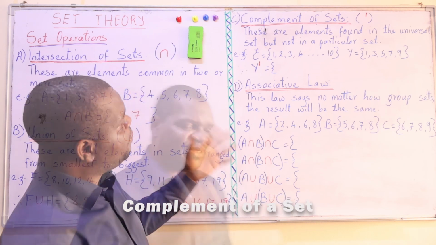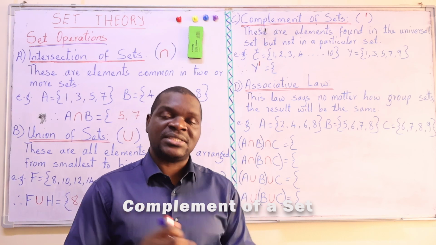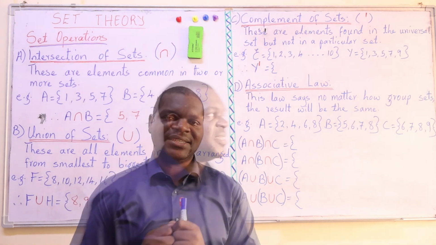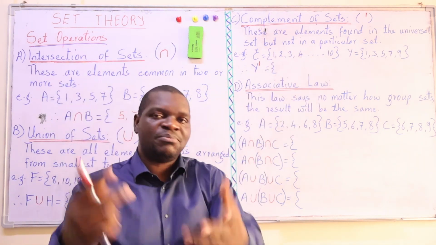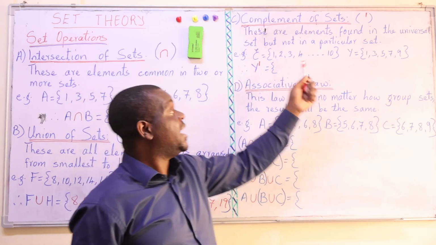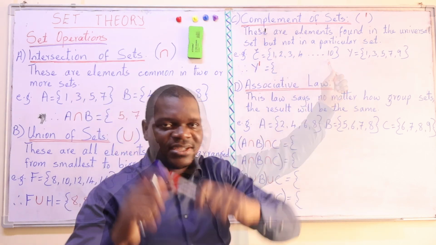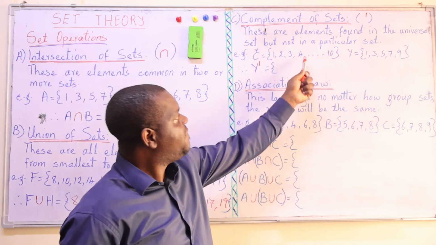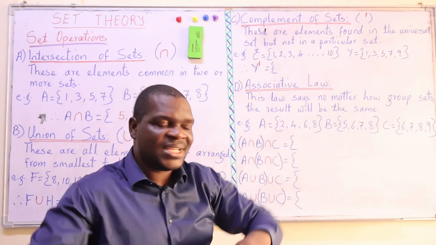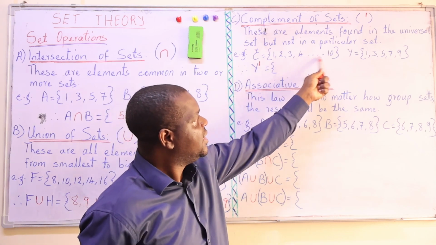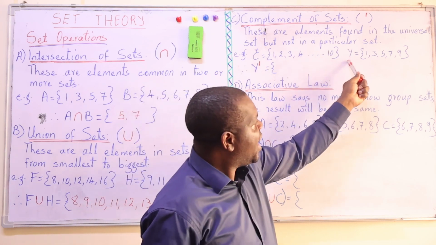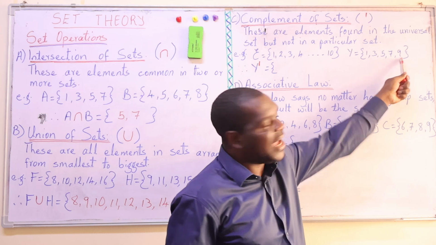Complement of a set. Complement of a set are those elements that you find in the universal set, but you don't find them in a particular set. Let's look at this example together so that you can better understand. So we have the universal set here, and the elements in the universal set are numbers from 1 up to 10. Let's refresh our minds again on something here. 5, 6, 7, 8, and 9 are not shown in this set, but they are present in that set because this dotted line represents the numbers that are not shown there. And the set Y is 1, 3, 5, 7, and 9.